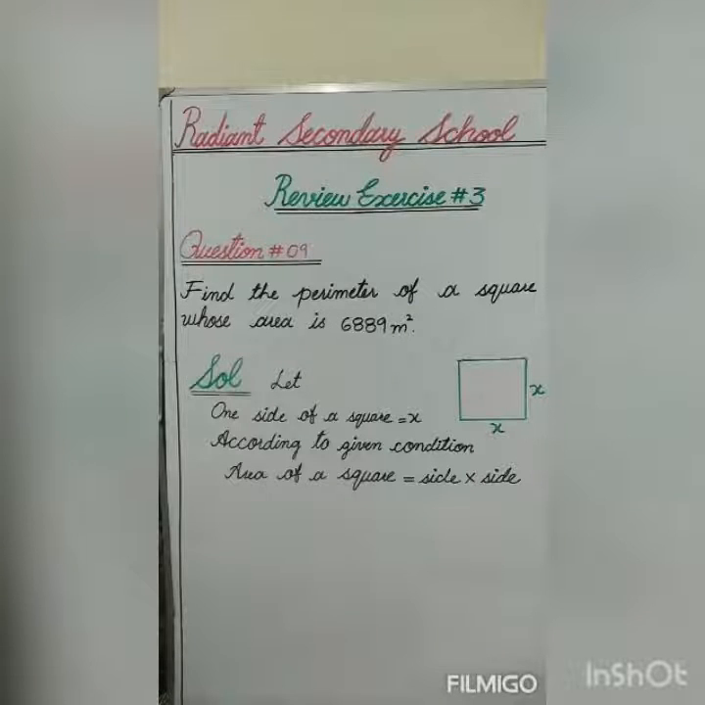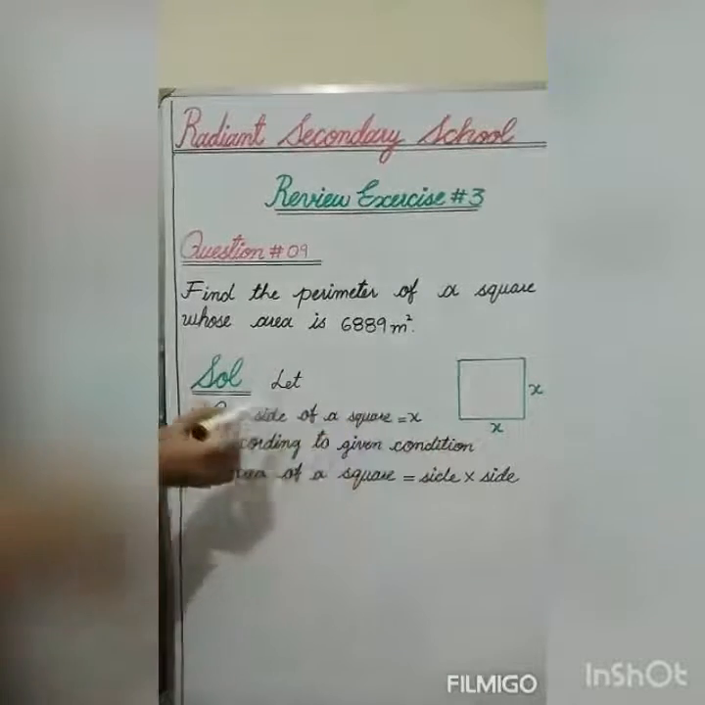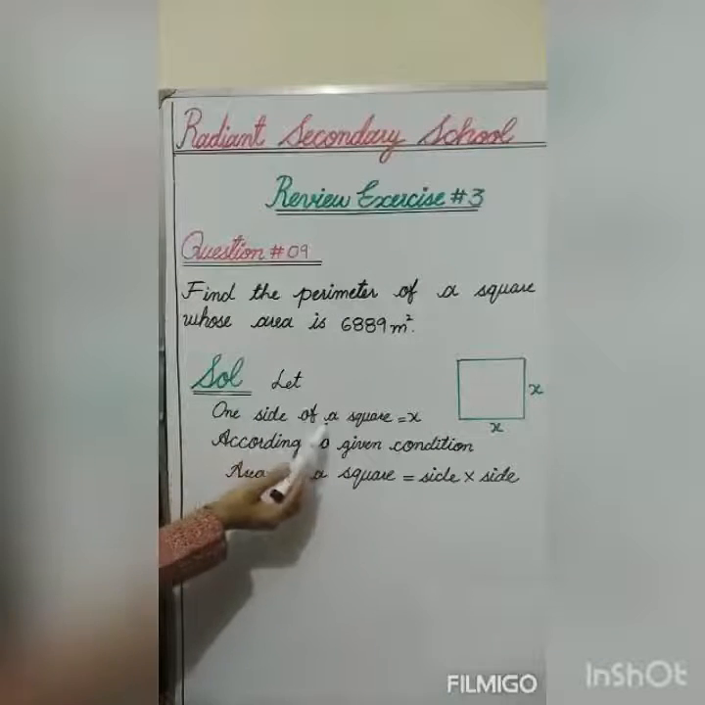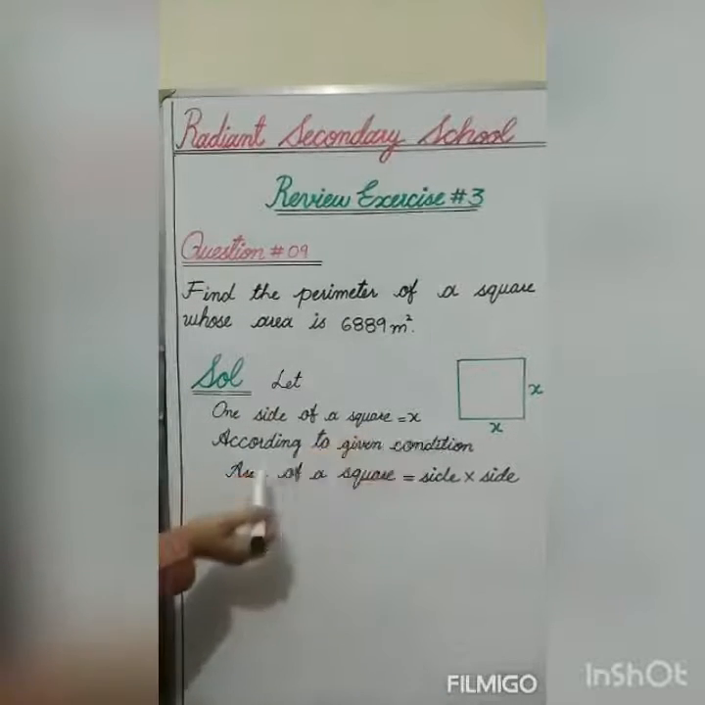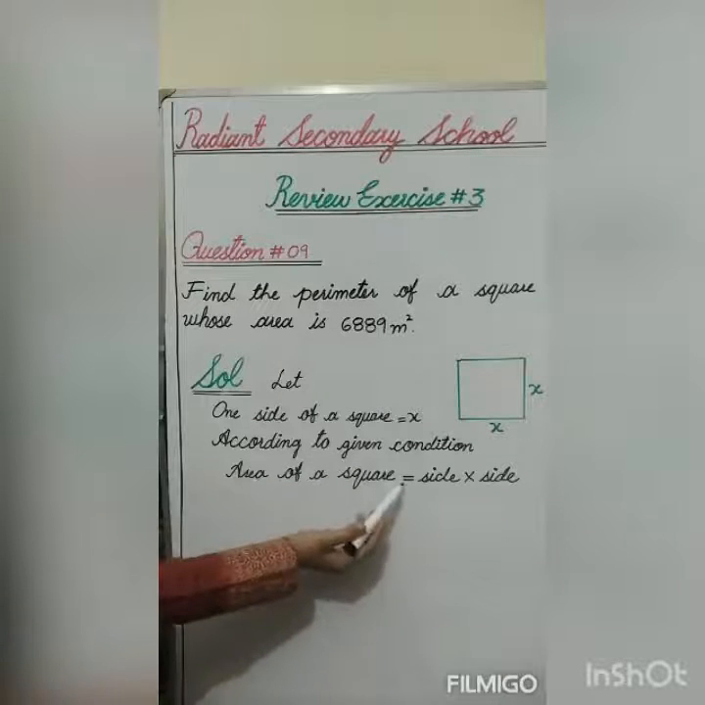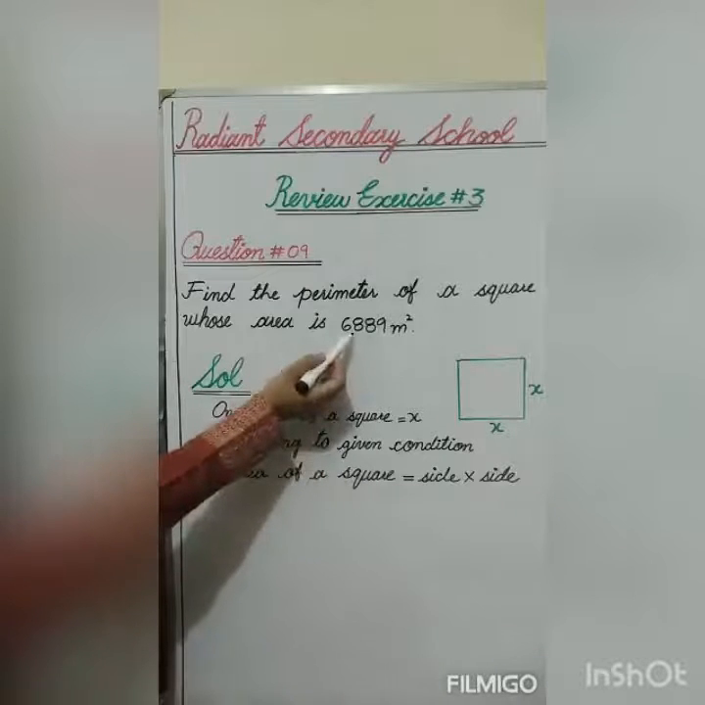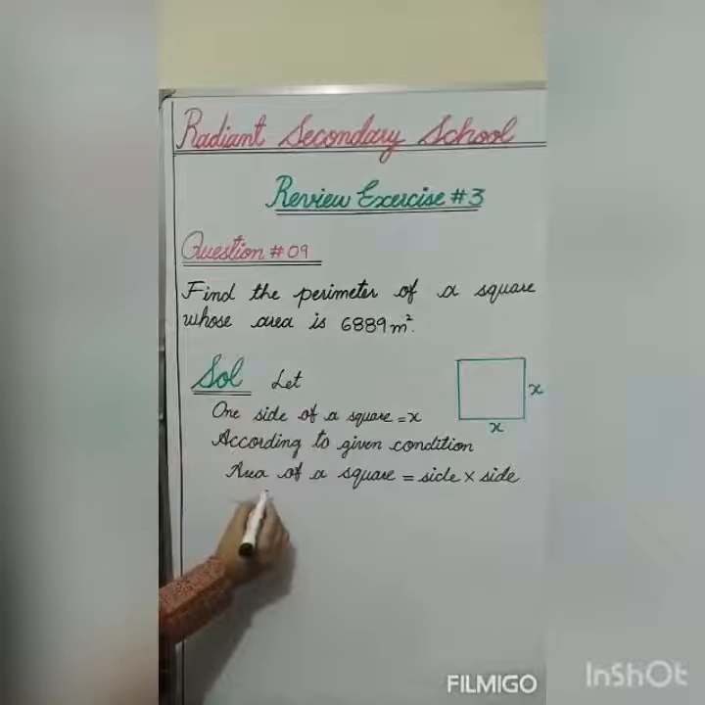Okay class, now question number 9 is: find the perimeter of a square whose area is 6889 meters square. Now first of all, as we know, in a square the length and the breadth are both equal. So suppose first that one side of a square equals x. Now according to the given condition, we know that the area of a square equals side into side.